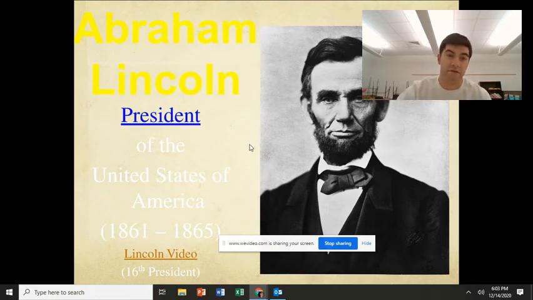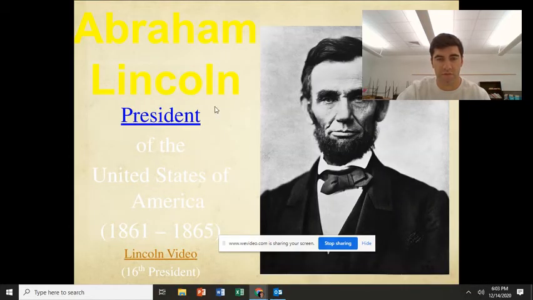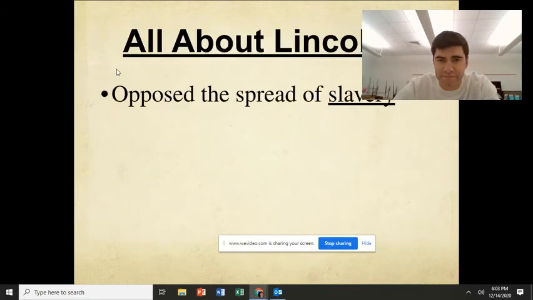And at the start of the Civil War, the Union is actually going to lose a lot of battles, especially that first major one, the Battle of Bull Run. Abraham Lincoln is going to be the President of the United States of America, like we talked about last week, during the Civil War.